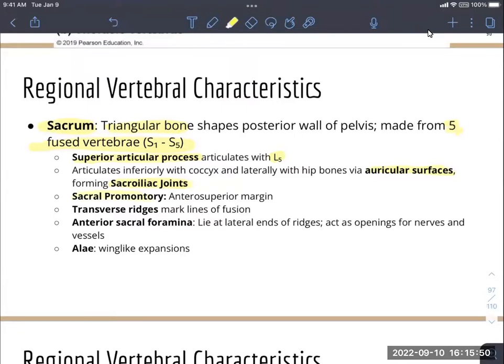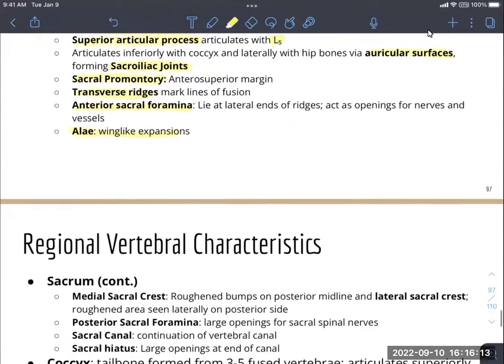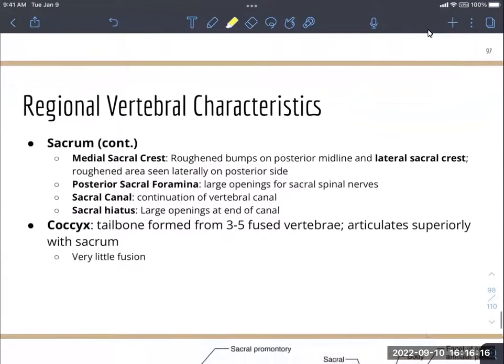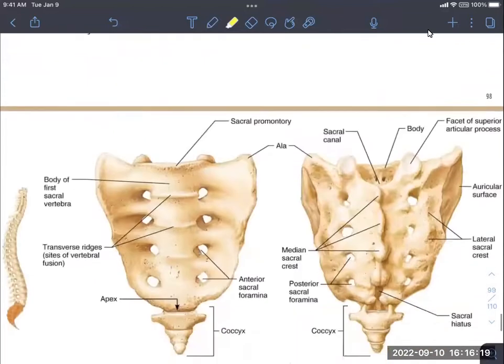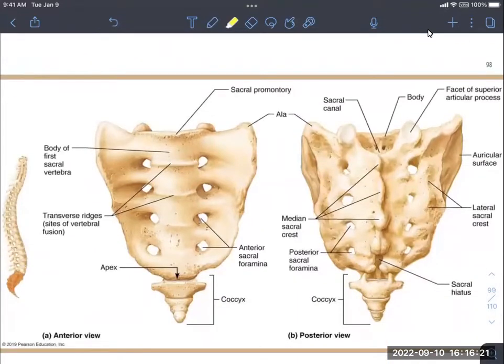There's the sacral promontory, which is the superior surface of that sacrum. We have transverse ridges because it was fused vertebrae. So you think of the transverse ridges as all transverse processes at one time. We have anterior sacral foramina where nerves come out. And then they kind of have a thing called wings or ala. Let's look at our sacrum. Each of these transverse ridges was where vertebrae fused together.